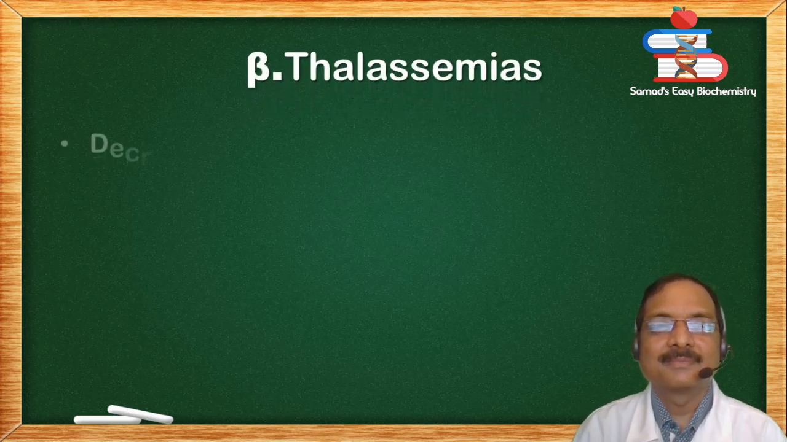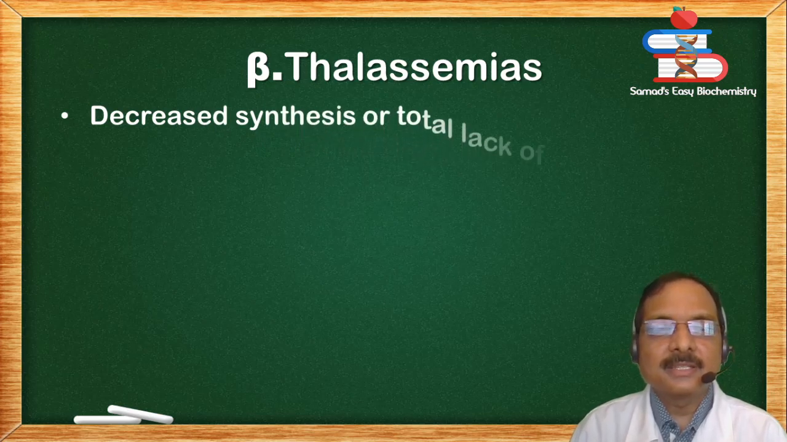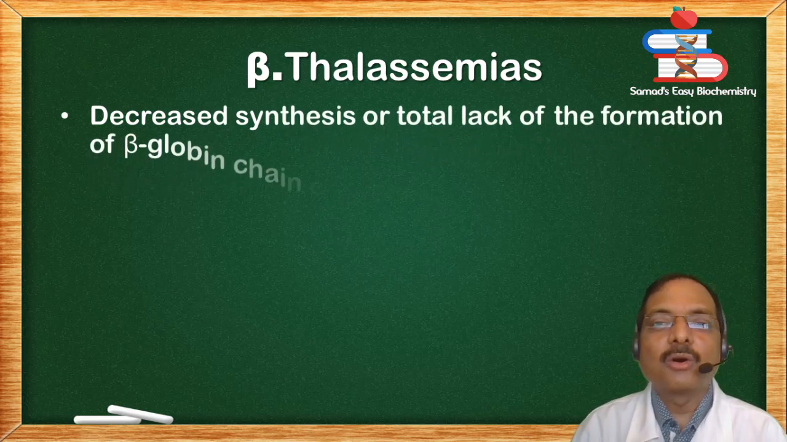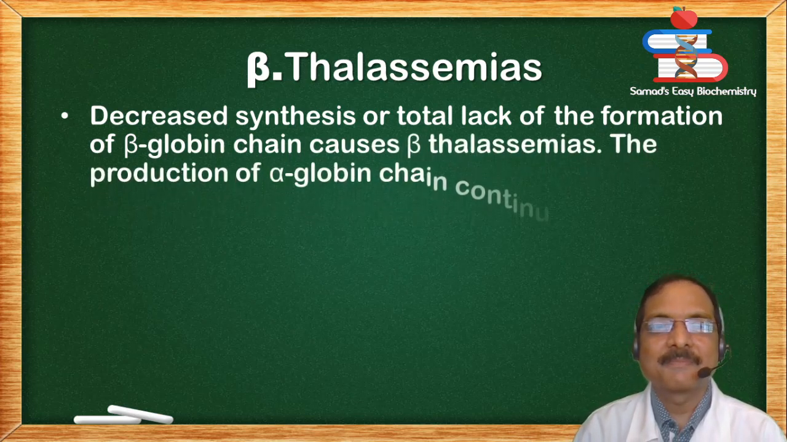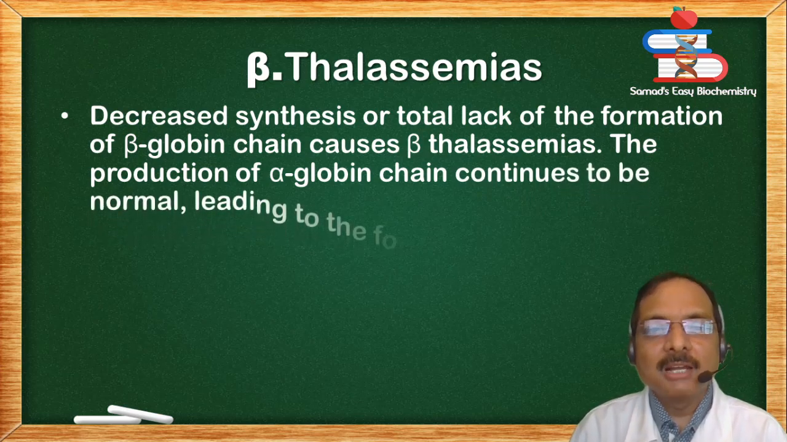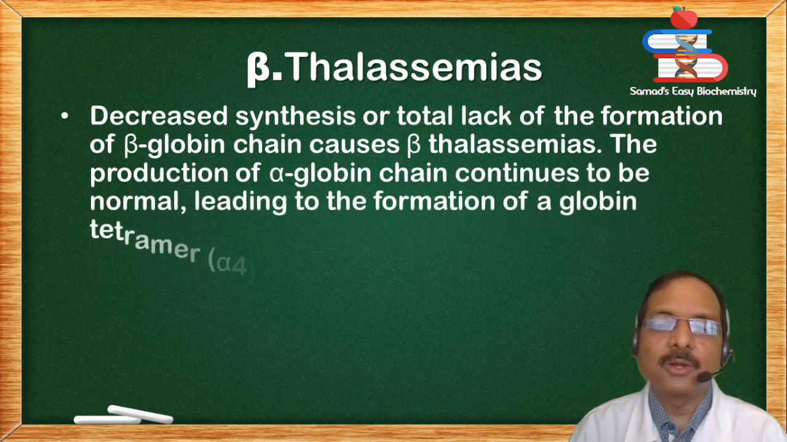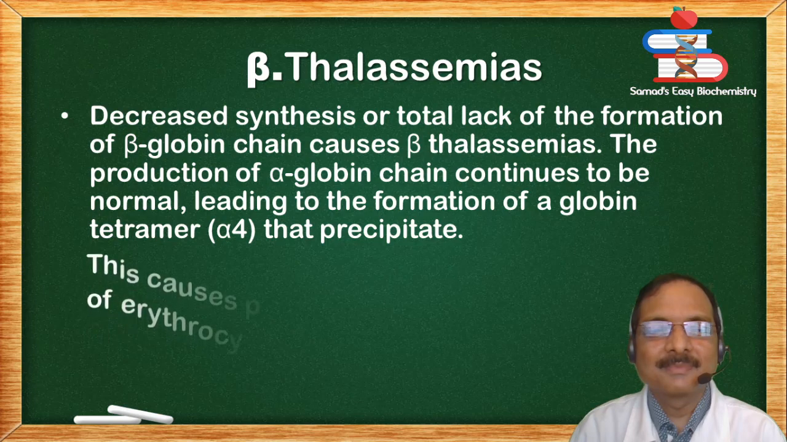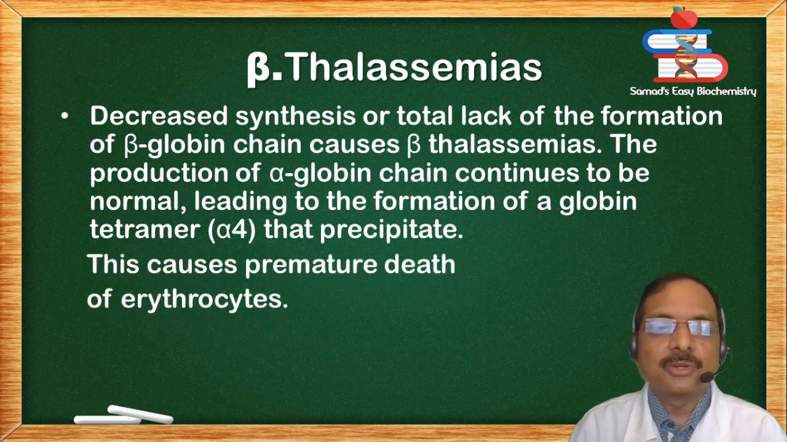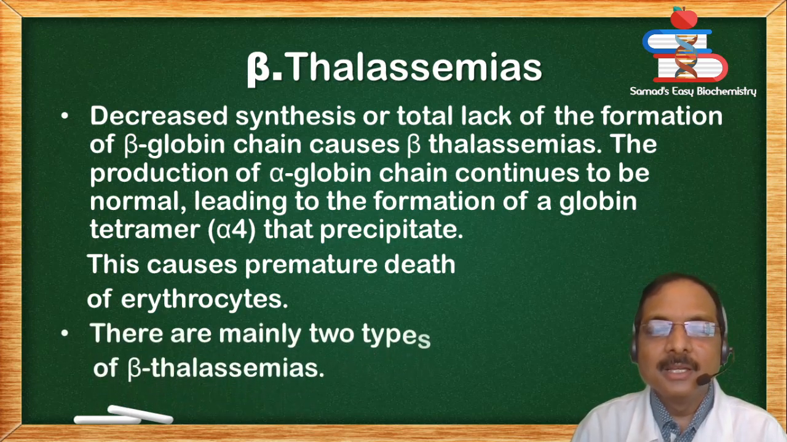Beta-thalassemias. Decreased synthesis or total lack of the formation of beta globin chain causes beta-thalassemias. The production of alpha globin chain continues to be normal, leading to the formation of a globin tetramer, all 4 alpha, that precipitates. This causes premature death of erythrocytes. There are mainly 2 types of beta-thalassemias.